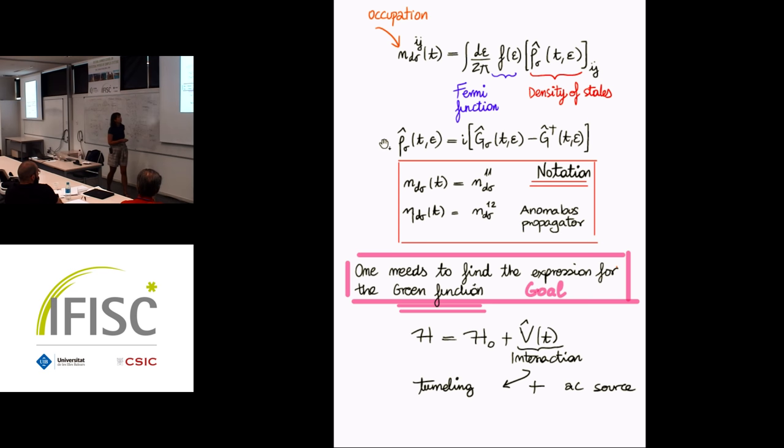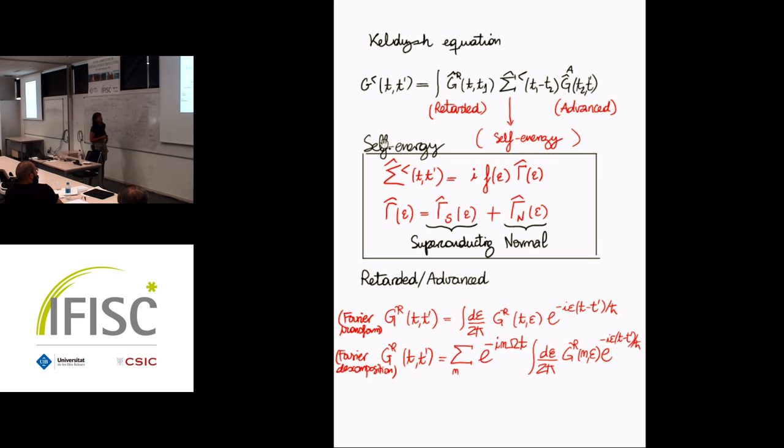The way to do this is just considering that you have two interactions. One is the AC field, and the other one is the hopping, or the tunneling term. Your Hamiltonian, let's say, is just the superconducting part, the metal part, and the quantum dot part. And the interactions, or the perturbation, are the AC field and the tunneling part. In that sense, you can now write a Keldysh equation that gives you this expression here for this Green function.